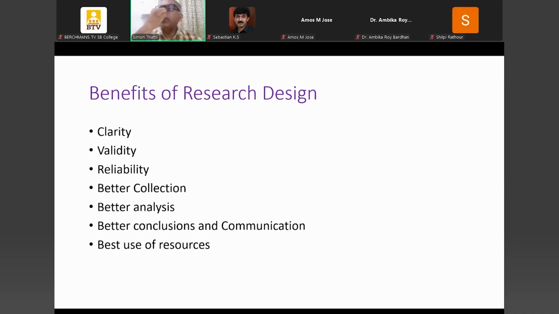Now, what are the benefits of a research design? That is where we will stop for today, and we will go into the rest in the next session on the tools and variables.